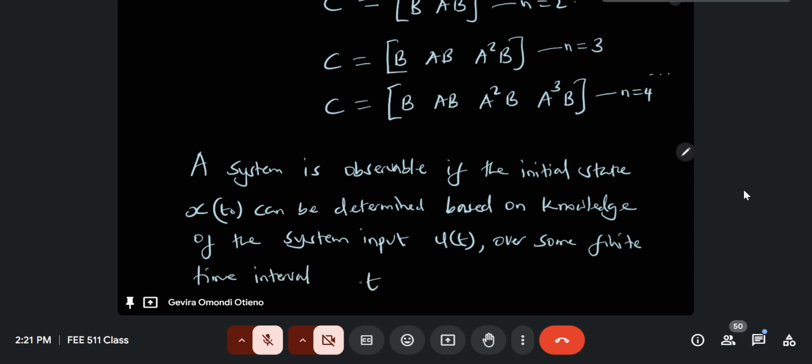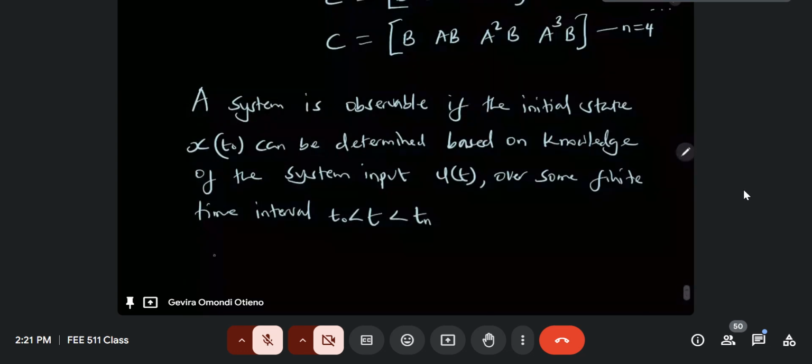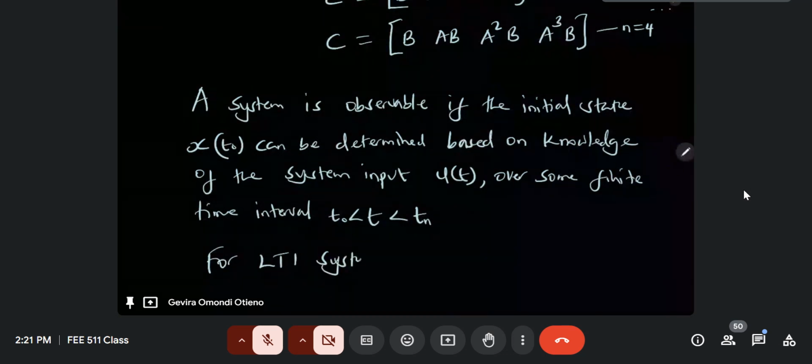So that means we can describe it over from the initial time when time t equals 0 to maybe some time t equals, I don't know, n, okay? So for linear time invariant systems, for LTI systems, again, we have a mathematical expression that we can use to test for whether a system is observable or not.